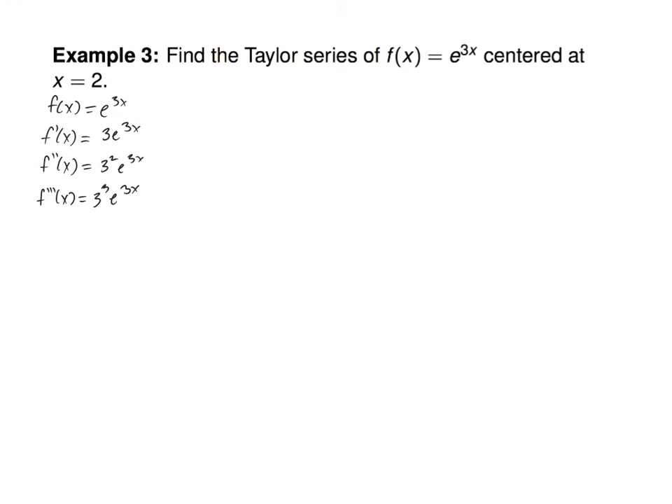All right, so did you get the pattern? What's the nth derivative going to be? 3^n e^(3x), exactly. Okay, so what number are we plugging in for x? 2. So f(2) is going to be e^6. The first derivative at 2 is 3e^6, right? What's the second derivative at 2? Oh, I see, this can be like that.